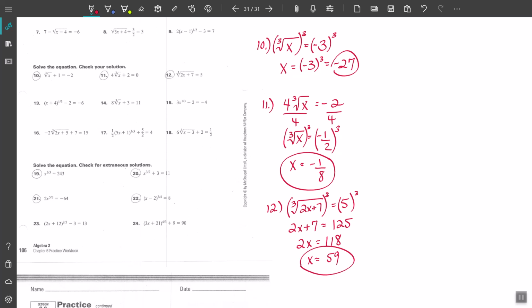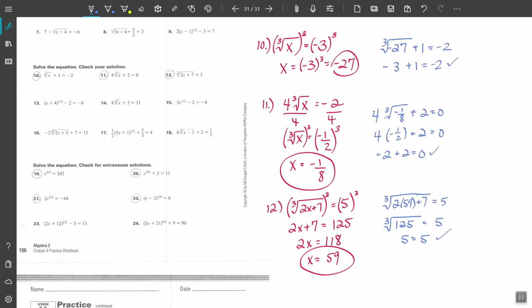All right, so same deal here. Go ahead and pause the video and go back through and plug each of these into the original equation to check for the solution and see if you get a true statement back. All right, so all of our solutions check out, which means we don't have any extraneous solutions in this problem.